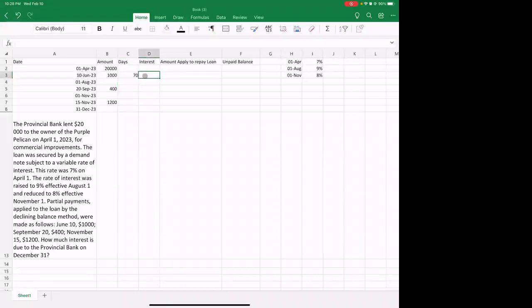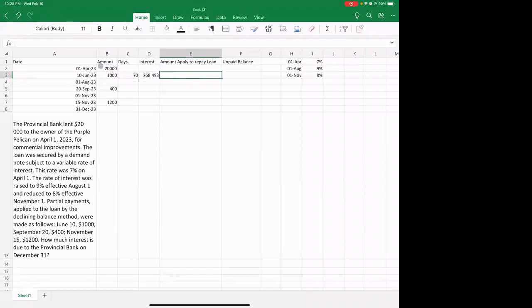So now we are going to calculate interest. Interest is principal times interest rate times days. So principal is this 20,000. Interest rate is 7%. And then days is 70 days. Keep in mind, you have to divide by 365. Okay. So this is the interest.